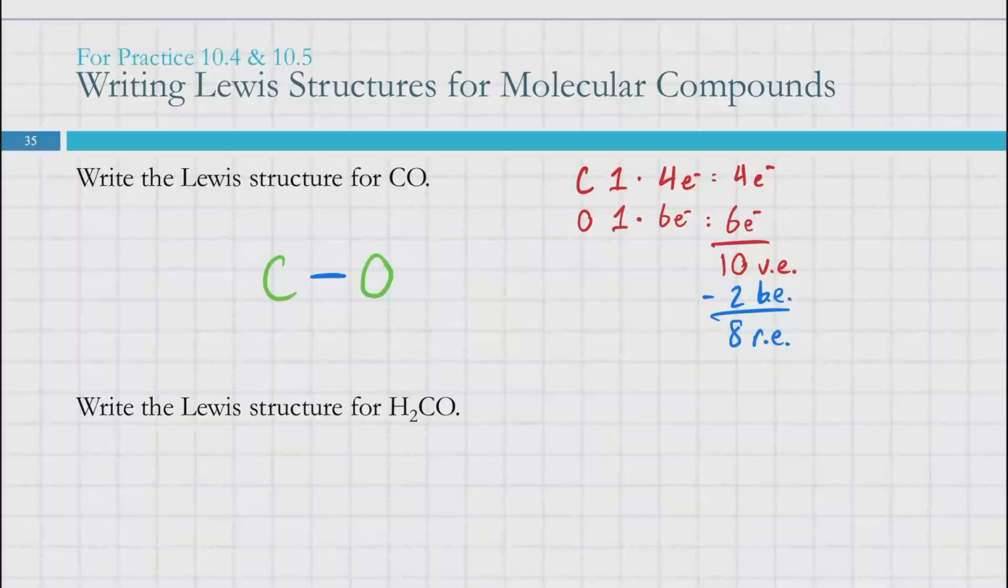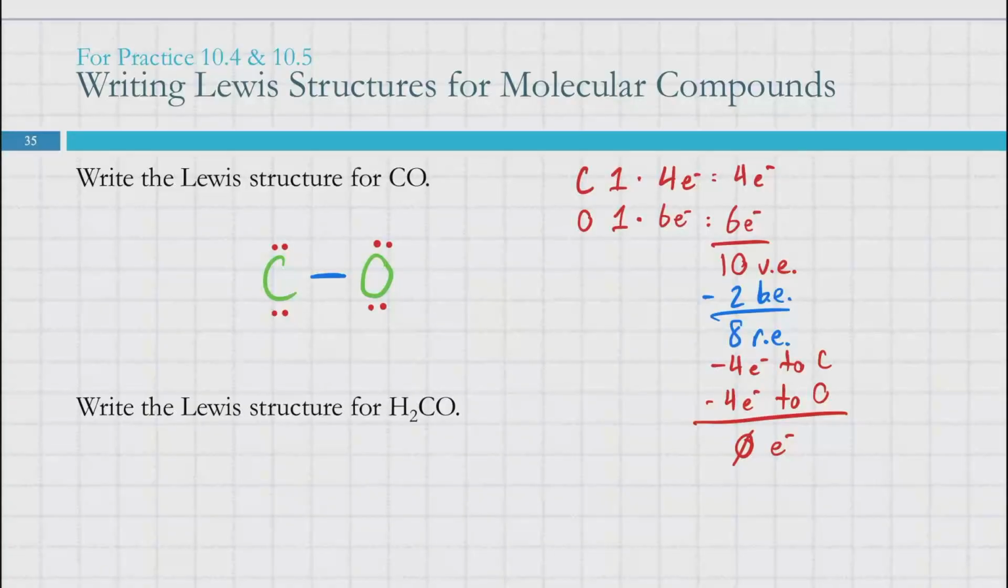So now we have to distribute our 8 remaining electrons among our 2 atoms to try to get octets. The way that I would do it is I would distribute them evenly. So we get 8 divided by 2. We've got 4 each. I'm going to put them on as pairs, even though that's maybe not technically correct. So minus 4 electrons to carbon, minus 4 electrons to oxygen.